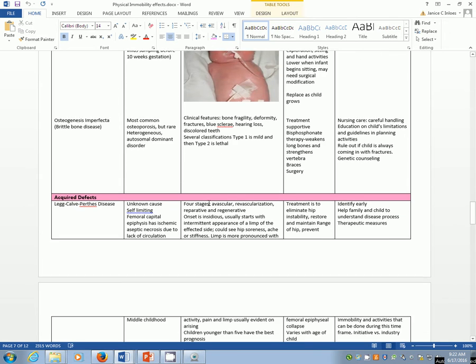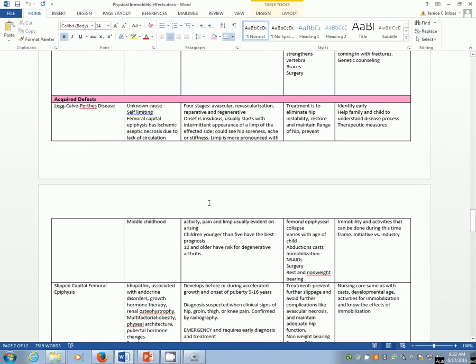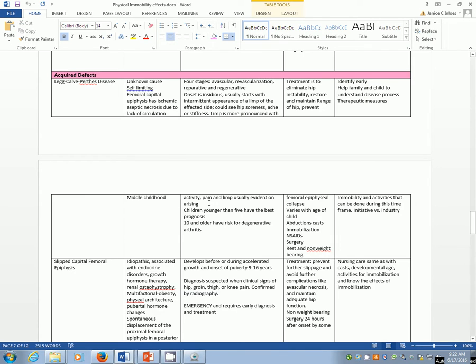Okay, let's go on to acquired defects. This is Legg-Calvé-Perthes disease. We don't know what causes it. It's self-limiting, which is a good thing. It goes through those 4 stages of avascularity, revascularization, reparative, and regenerative. That's pretty much self-explanatory as to what happens. So the femoral capital epiphysis has ischemic aseptic necrosis due to the lack of circulation. This happens because of the lack of circulation to the femoral head. There's not an infection there. There's not anything like that going on.